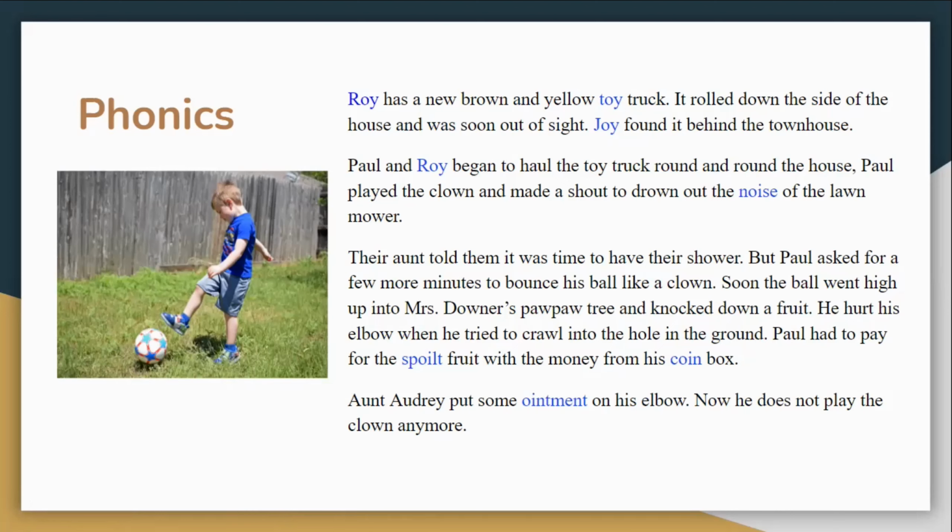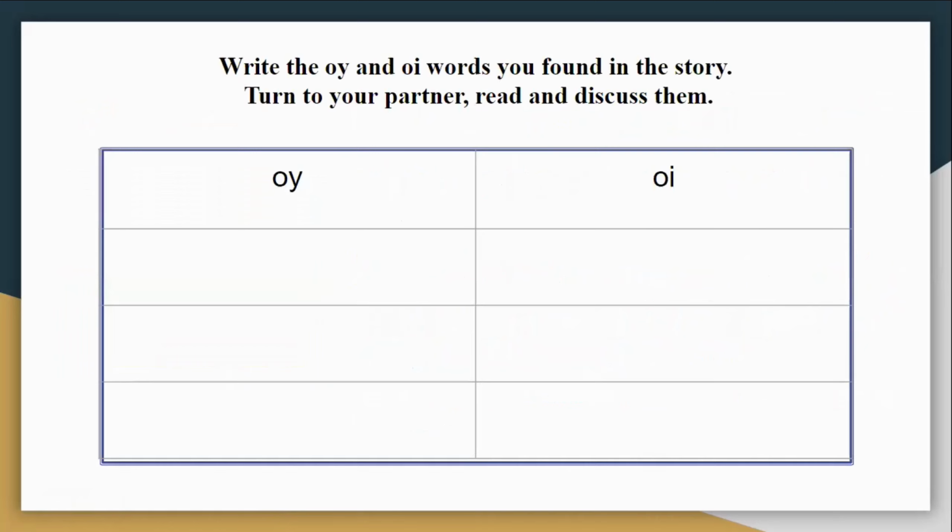So for this lesson, upon reading the passage 2 times, students would be asked to identify all the words with the oi sound and write them in the correct column in the worksheet that will be provided by the teacher, followed by turning to their nearest partner, reading the words to each other and discussing their differences.